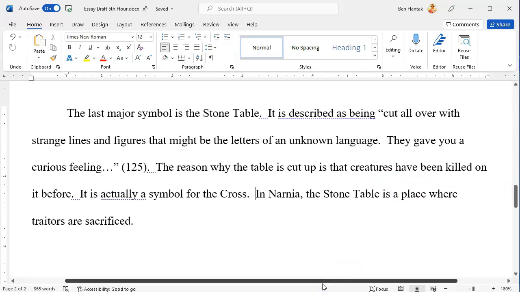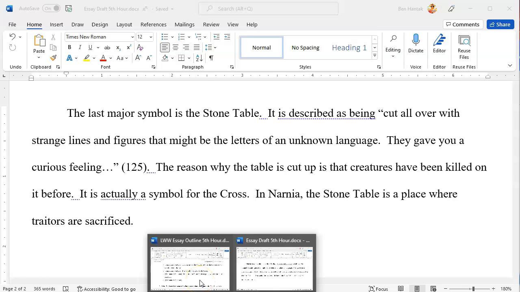I really like to read back what we write to make sure it makes sense. The last major symbol is the stone table. It is described as being cut all over with strange lines and figures that might be the letters of an unknown language. They gave you a curious feeling. The reason why the table is cut up is that creatures have been killed on it before. It is actually a symbol for the cross. In Narnia, the stone table is a place where traitors are sacrificed.